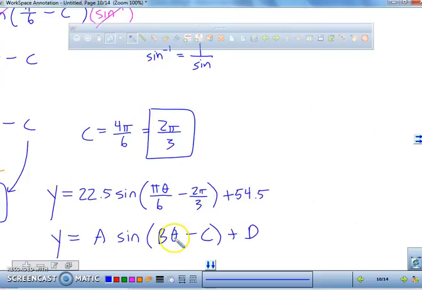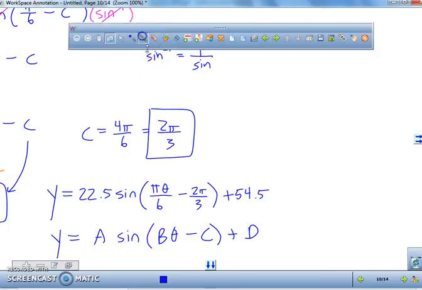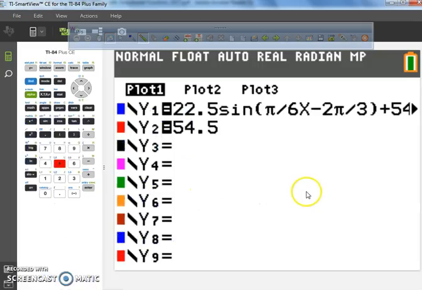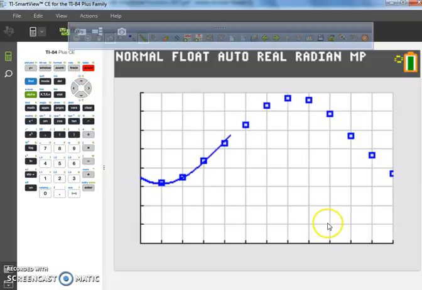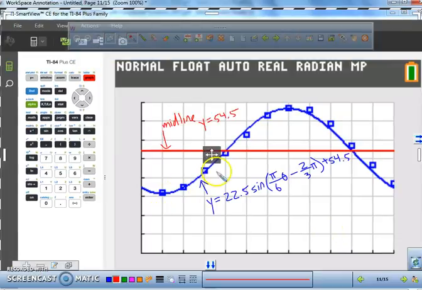Here is your final formula with everything plugged in, where we took the value for c and plugged it in right there. All right? This was our a value. This was our b value. This is our c value and our d value. Now we're going to plug it into our graphing calculator. So I hit y equals, and I typed in my big, long equation. X is theta. All right? I typed in everything as it appears, and I'm going to hit graph. There's our function, and here's the midline being drawn in. Here's your graph of your sine wave. There's your midline.